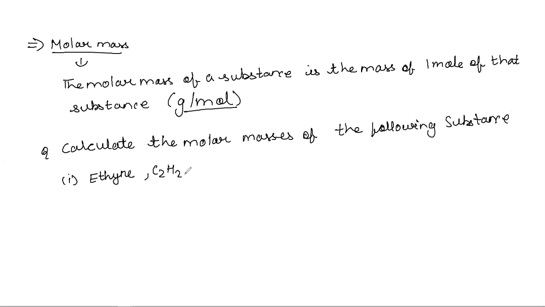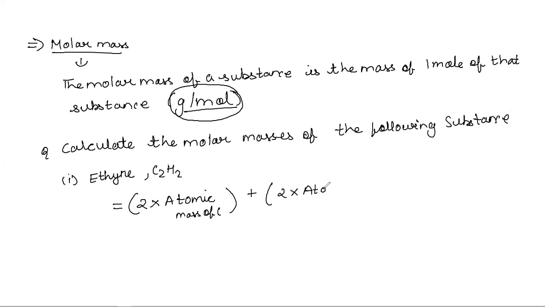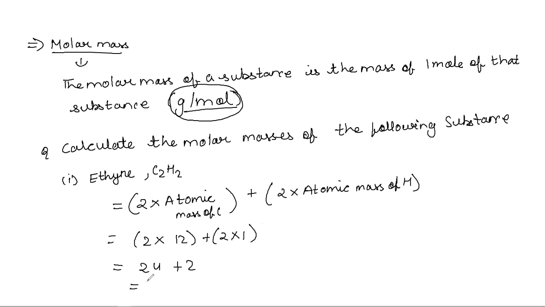So now how to do this? Same way जैसे हम molecular mass find करते थे, बस अब unit क्या आ जाएगी? Unit आ जाएगी grams per mole. So that is 2 into how many atoms of carbon? 2. 2 into atomic mass of carbon plus how many hydrogens? 2. So 2 into atomic mass of hydrogen. So atomic mass of carbon is what? It is 12. Atomic mass of hydrogen is what? It is 1. 24 plus 2, that is 26.